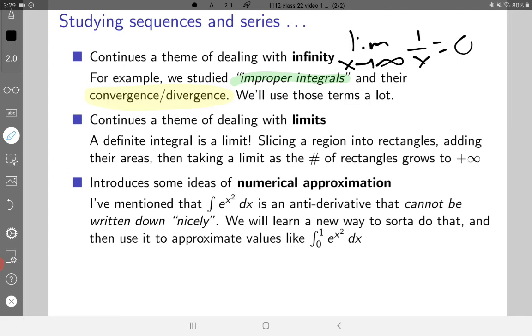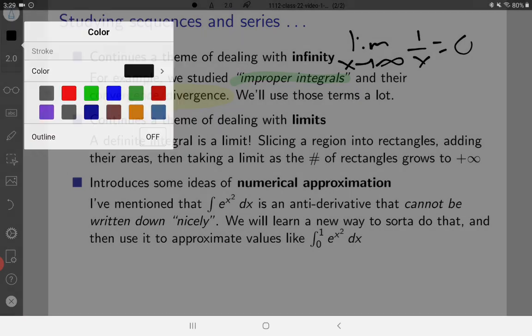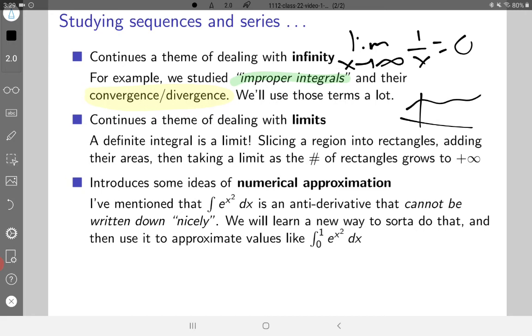We're also going to be talking a lot about limits. That naturally ties in with infinity and converging, approaching something. But I just want to remind you that a definite integral is also a limit. Remember that we would take the graph of a function, take some region like this and split it up into a bunch of small rectangles, add up their areas, and say that's a good estimate, an approximation for the area under the curve, and then that adding together is stitching those small pieces back together. And then if we took a limit as the number of rectangles grows to infinity, that's how we would recover the exact area under the curve. That's what an integral is.